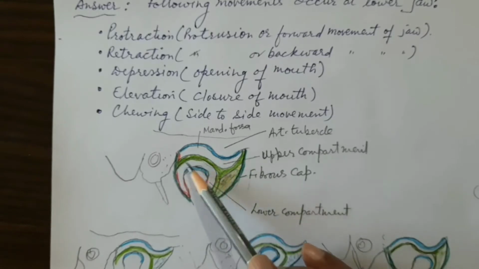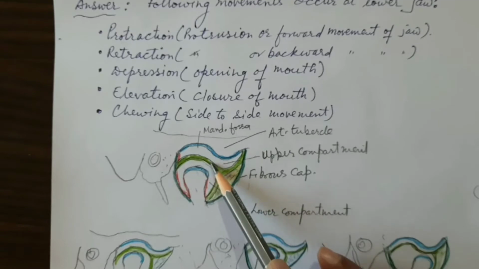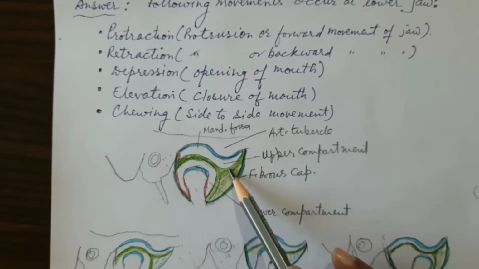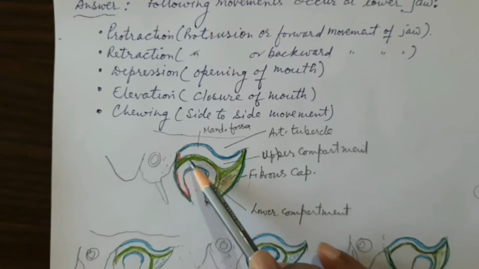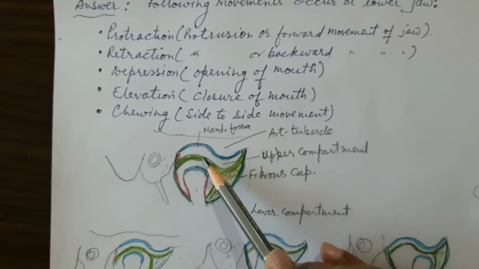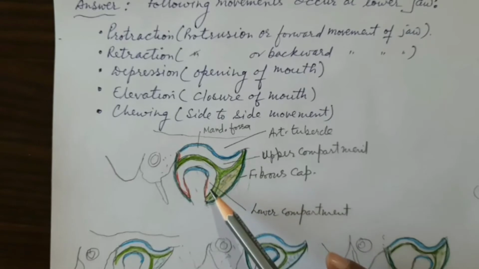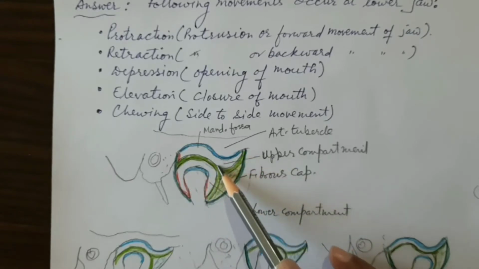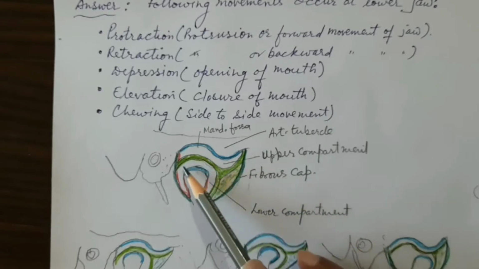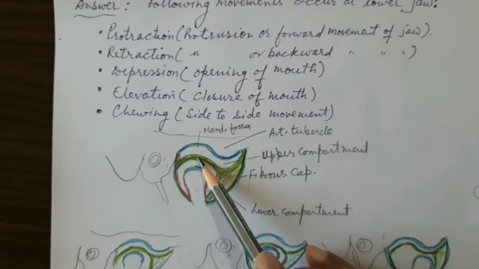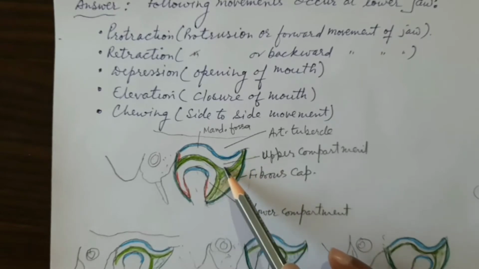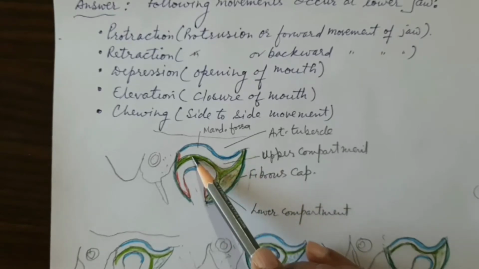Interposed is an intra-articular fibrocartilaginous disc whose shape is different in the upper surface and different in the lower surface. See the upper surface of this intra-articular cartilaginous disc. It is convex in its posterior half, but concave in the anterior half.